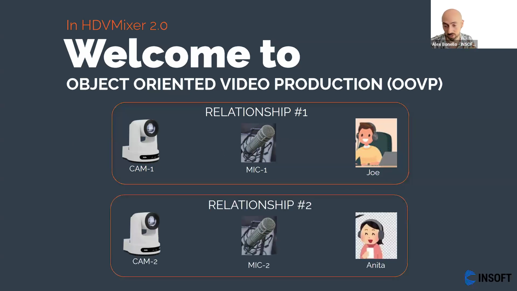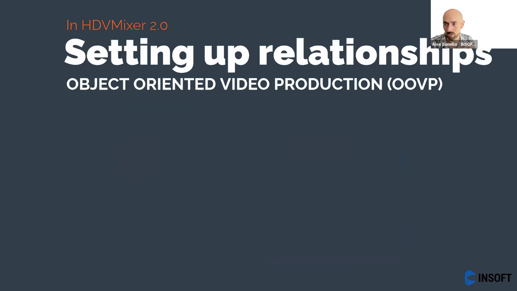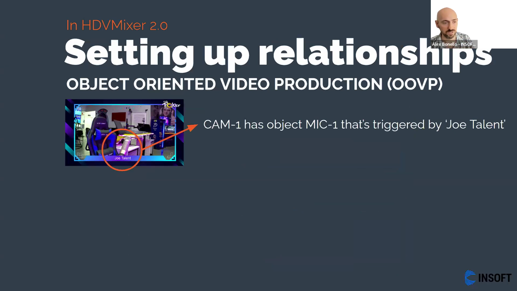And we can do this for the other cameras. Camera 2 pointing towards microphone 2, and Anita is the co-host sitting in microphone 2. And once we set up these relationships for all the cameras that we have in the studio, then the AI can take it from there and do all the switching on our behalf.